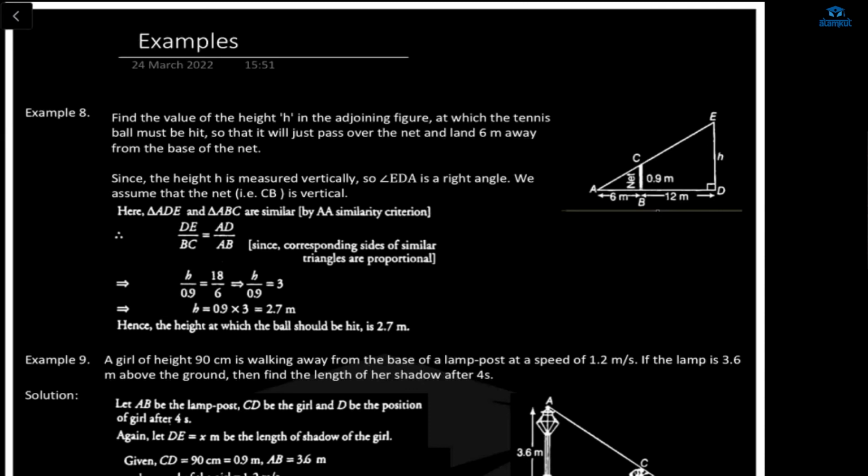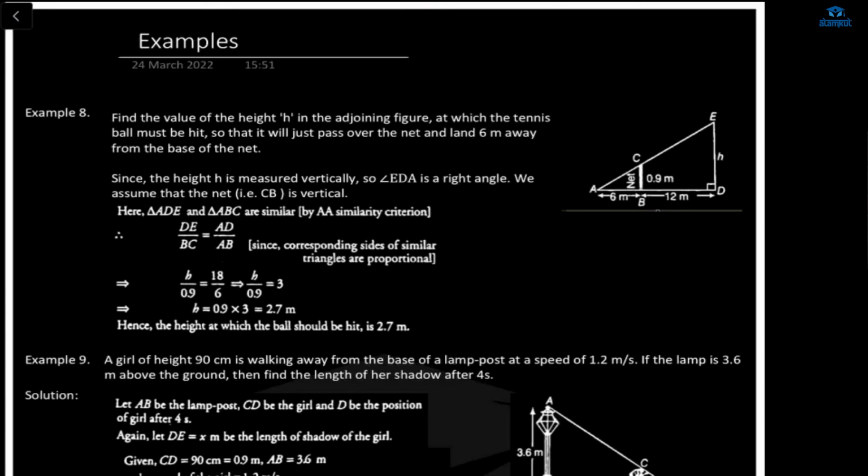Find the value of height h. Okay, it looks like a trigonometry problem. When you learn the trigonometry chapter, you'll say it looks like a trigonometry question, but here it is a triangle. So find the value of h. We need to find the value of h, that is ED.